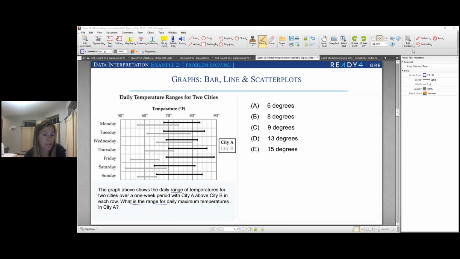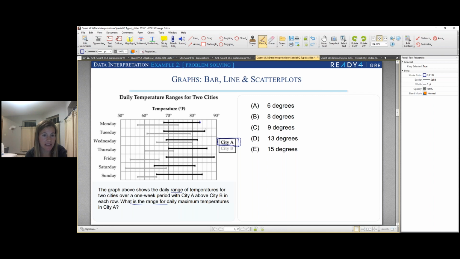Okay, so the graph above shows the daily range of temperatures for two cities over a 1 week period, with city A above city B. So city A is dark, city B is light. What is the daily range of maximum temperatures for city A? We only need to pay attention to the dark lines here. We're only interested in city A. We want the range for daily maximum temperatures. This is giving us the temperature range for the day. We want the maximum temperatures.